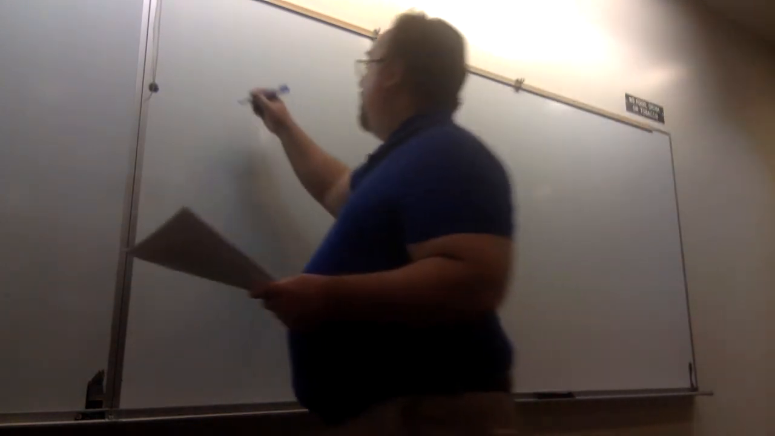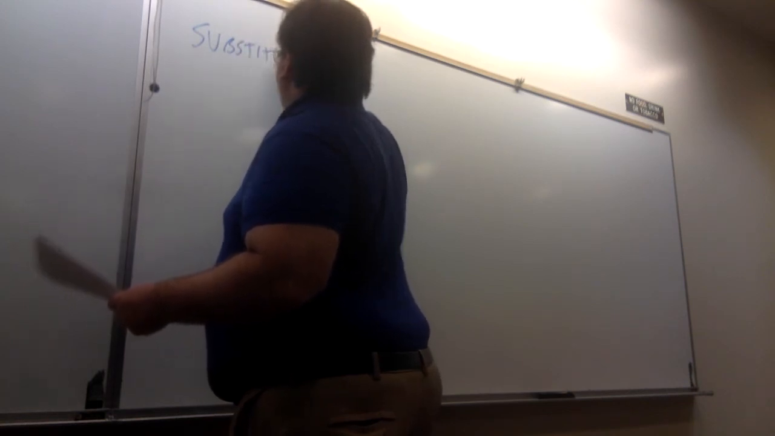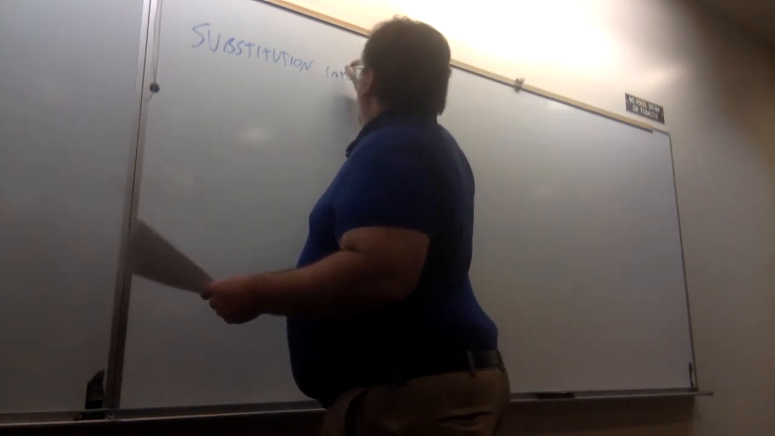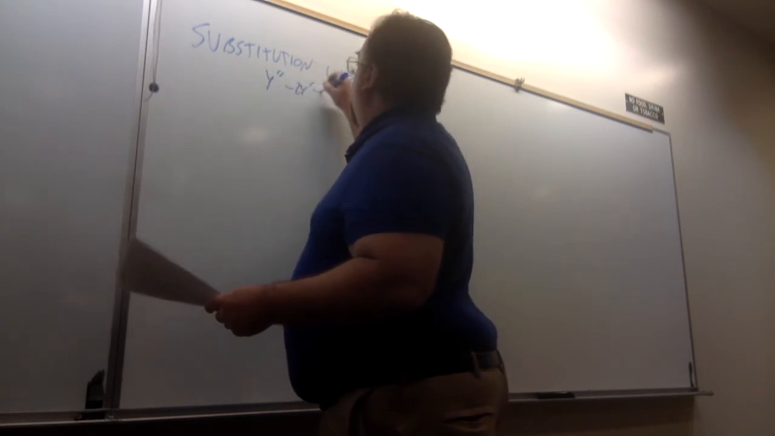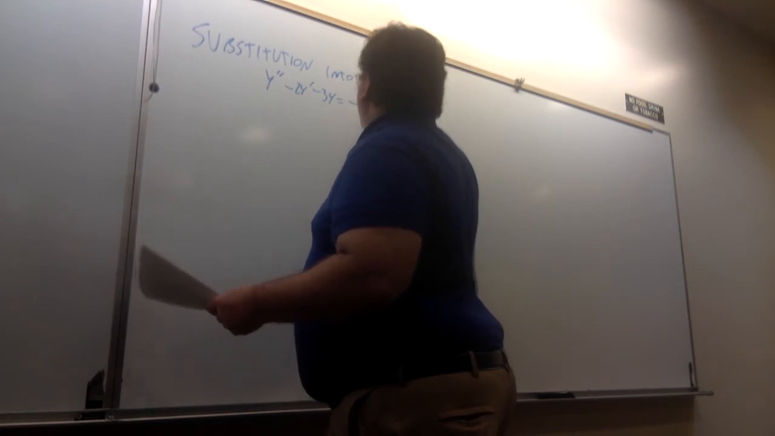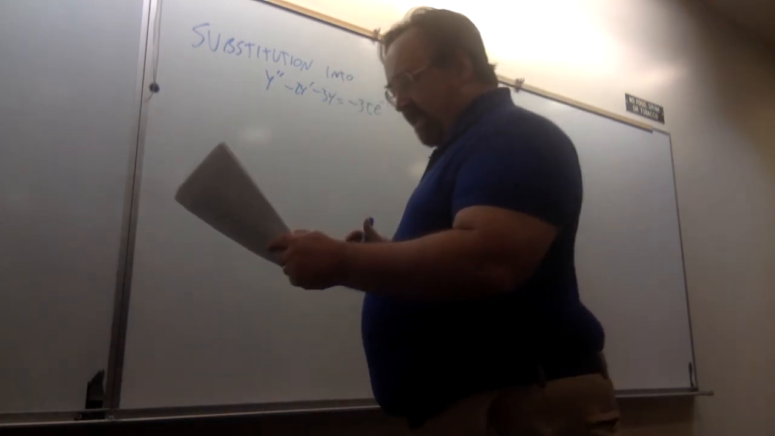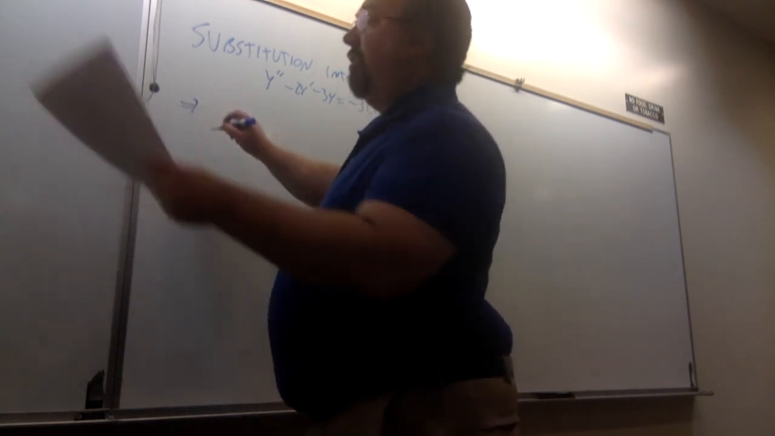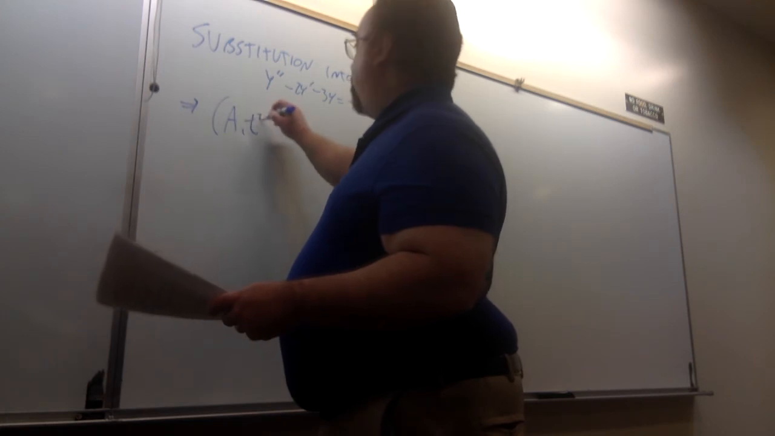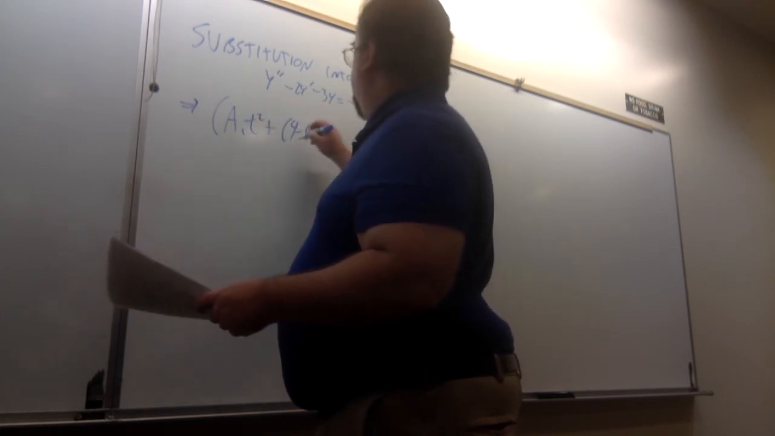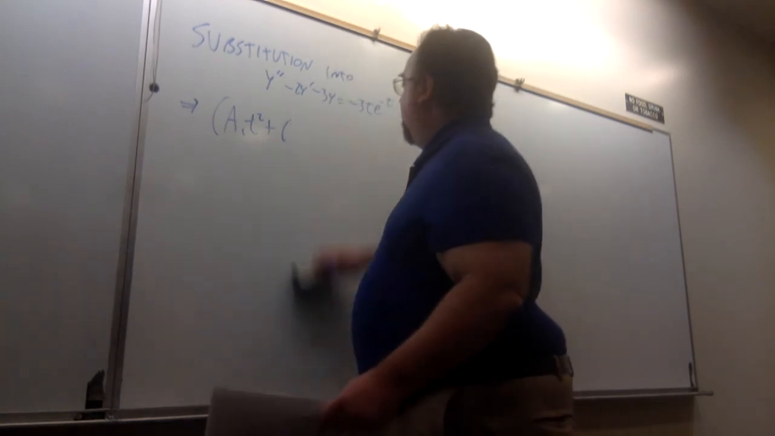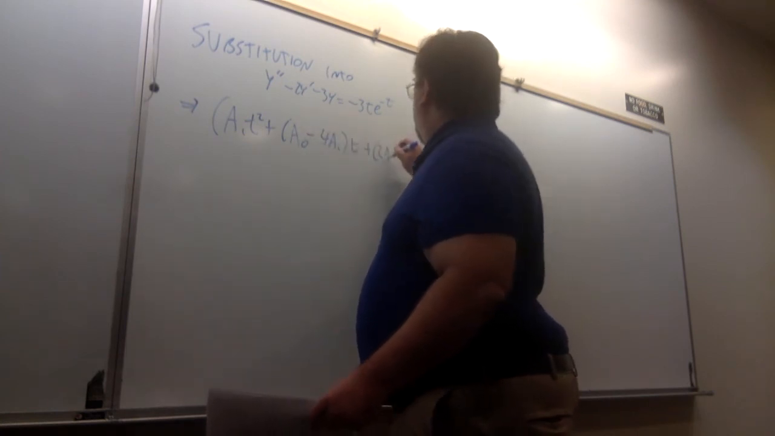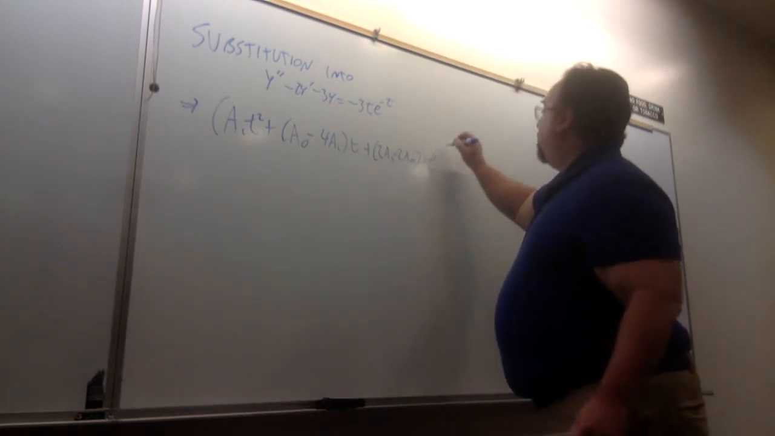Okay, so for substitution, what you have is, into y double prime minus 2y prime minus 3y is equal to minus 3t e to the minus t. Okay, so second derivative, I have a1 t squared plus 4 minus 4a0 minus 4a1t plus 2a1 minus 2a0 times e to the minus t. So that's the second derivative.